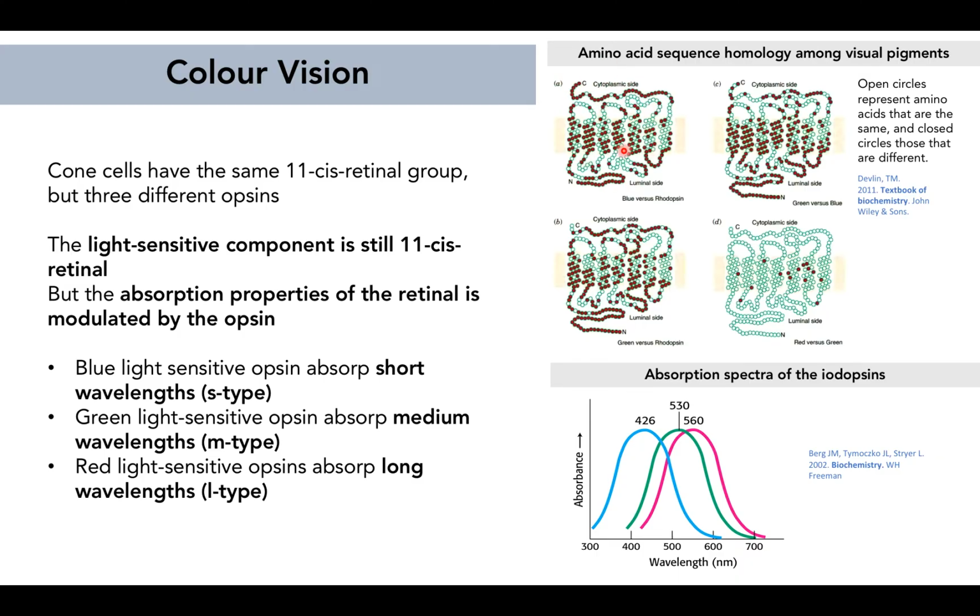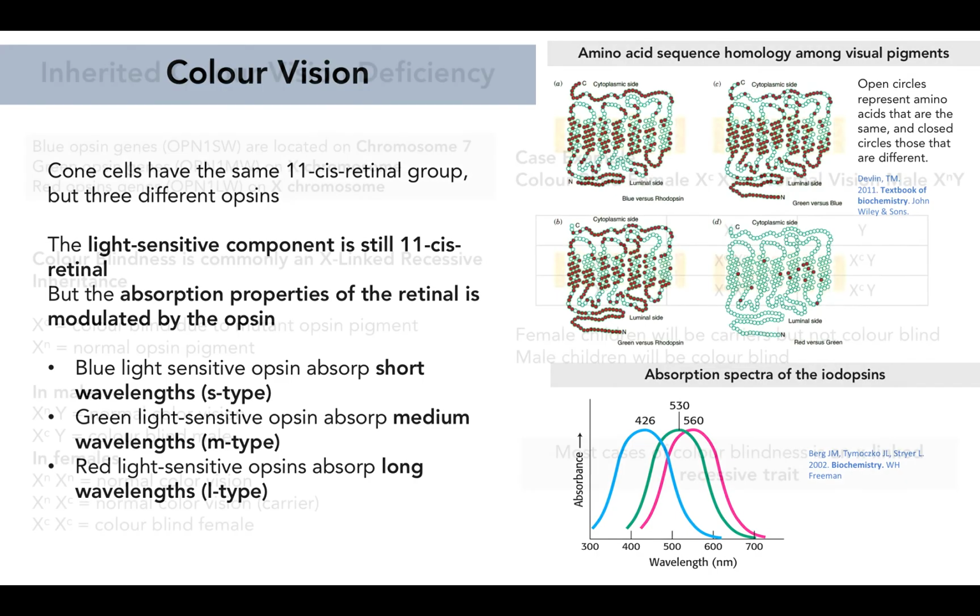The reason we can see different colors is that we can absorb different colors, mainly because the amino acid sequences are different between these opsins. As you can see, the blue opsins absorb the short wavelengths, the blue spectra. The green-sensitive opsins absorb the medium wavelengths, the green spectra, and the red opsins absorb the long wavelengths, the red spectra. Once again, they can absorb different wavelengths because they have different amino acid compositions. So that's the mechanism of color vision.